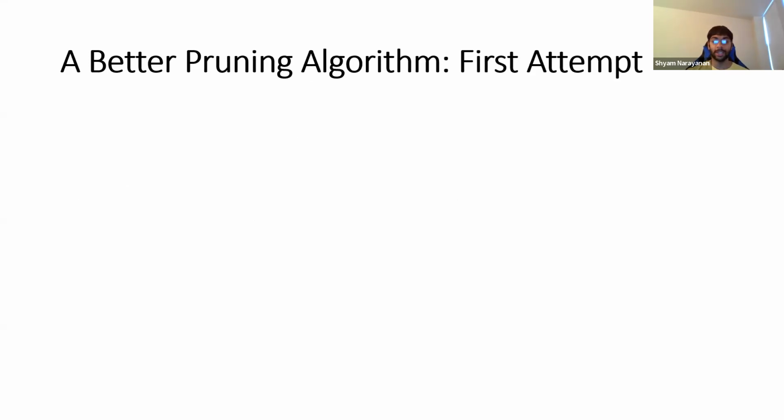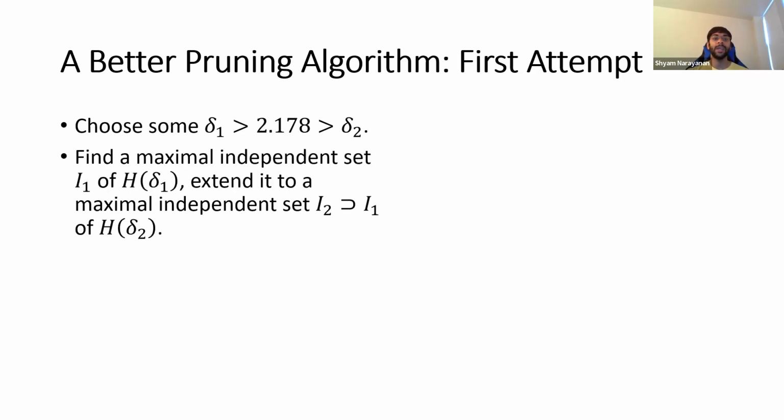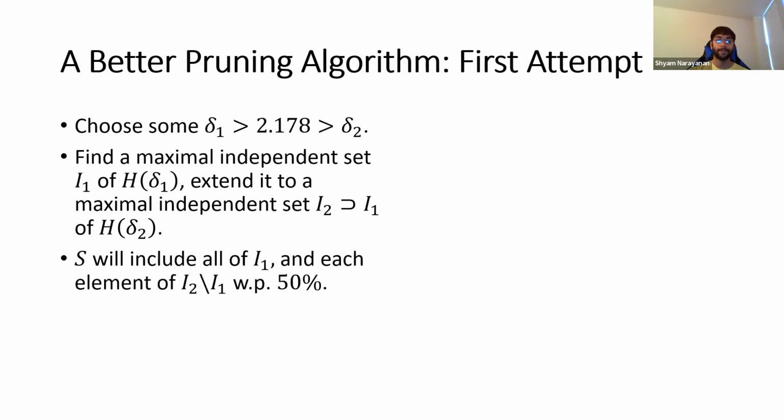So this motivates our first attempt, which is to choose some parameters delta 1 and delta 2, which straddle the previous best delta, which was about 2.178. We first choose a maximal independent set I1 of H of delta 1. This is the bigger conflict graph because delta 1 is bigger, in other words it has more edges, so it's going to have a smaller independent set. Then we extend it to a maximal independent set I2 using H of delta 2, which has fewer edges. The final set that we choose includes all of I1, and then every element in I2 that's not in I1 with probability 50%.